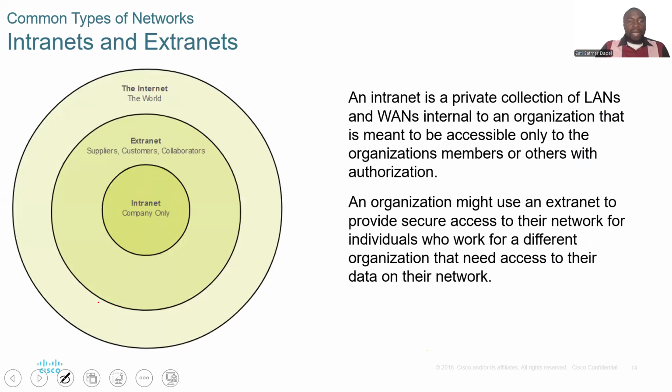Now, still talking about types of networks, we have looked at LAN, we have looked at WAN, we have looked at the internet. Now we want to look at intranet and then extranet. An intranet provides a collection of LANs and WANs internal to an organization that is meant to be accessible only to the organization, very key, only to the organizational members or others with authorization.